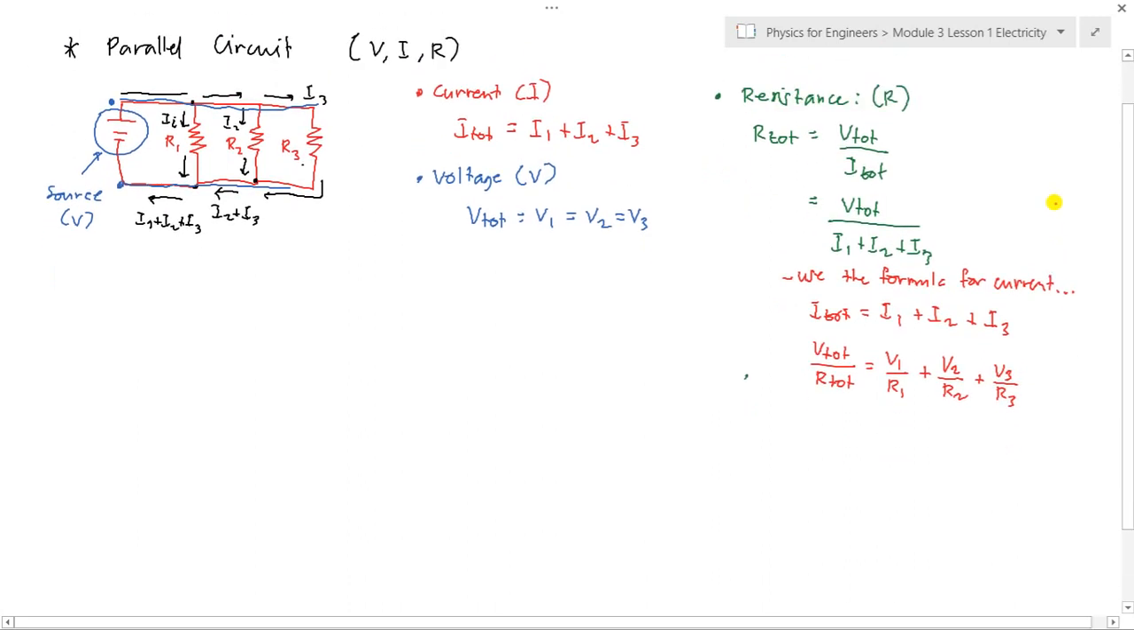Here, class, diba V1, we all know that V1 equals V2 equals V3. Ato na siya ma-base ari niya for voltage for parallel connection. So therefore, these are all the same. That is just equal to the total voltage. So therefore, that would be V total over R total is equal to V total multiplied by 1 over R1 plus 1 over R2 plus 1 over R3.